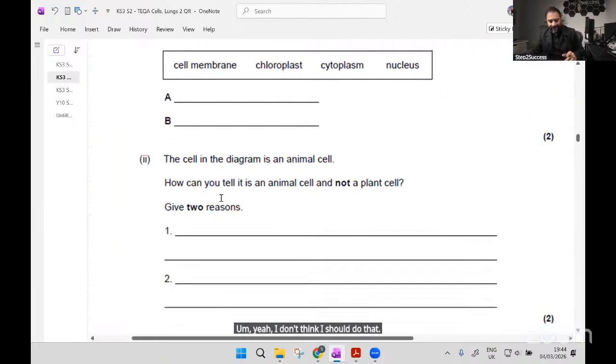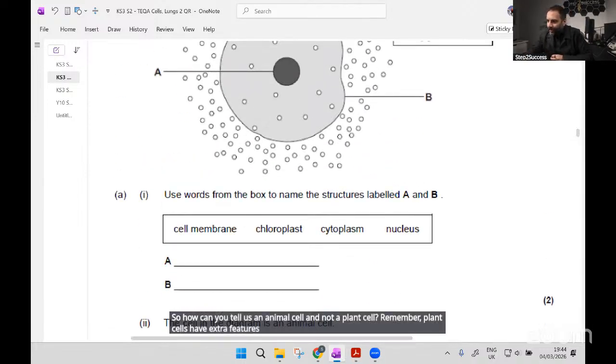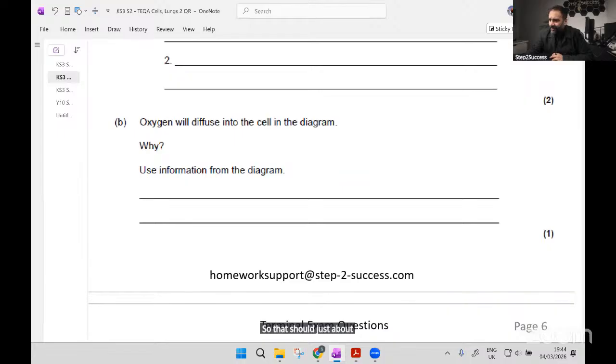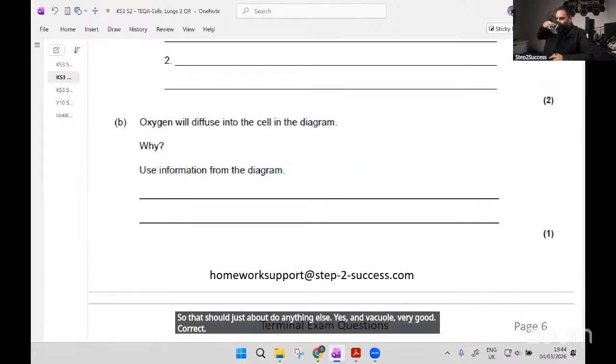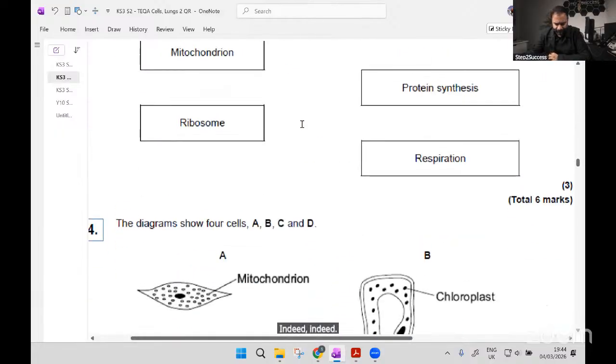So, how can you tell it's an animal cell and not a plant cell? Remember, plant cells have extra features like chloroplasts and cell walls. So that should just about do. Anything else? Yes, and vacuole, very good. Correct. Indeed.